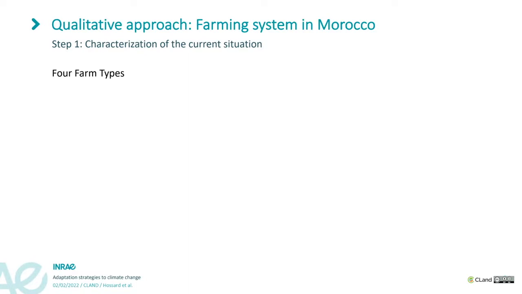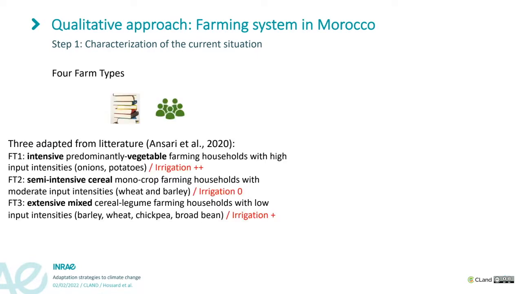So the first step of the study was to characterize the current situation. So we had 4 farm types at the end, and how did we set them up? 3 of them came from the literature. A few years, but really quick, not so long before we did this study, there was a very large survey of households. So we used their results because we wanted to use literature and not to redo everything. It's useless. So we identified 3 farm types adapted from literature.